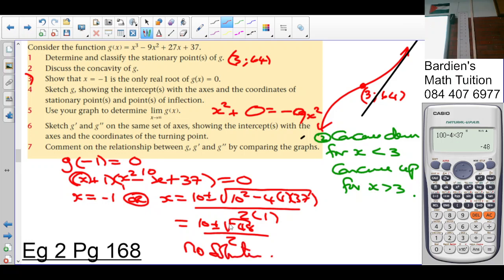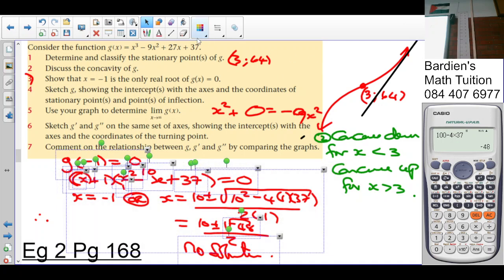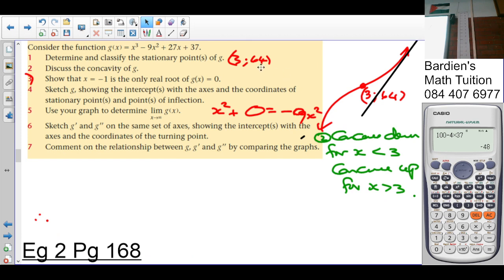Therefore, we can conclude that x minus 1 is the only factor of g of x, the only root of g of x. Which means to say that this graph will cut the x-axis at one point only. That's basically what it says. Then it says sketch the graph. So I need the space here now. It's your turning point there.